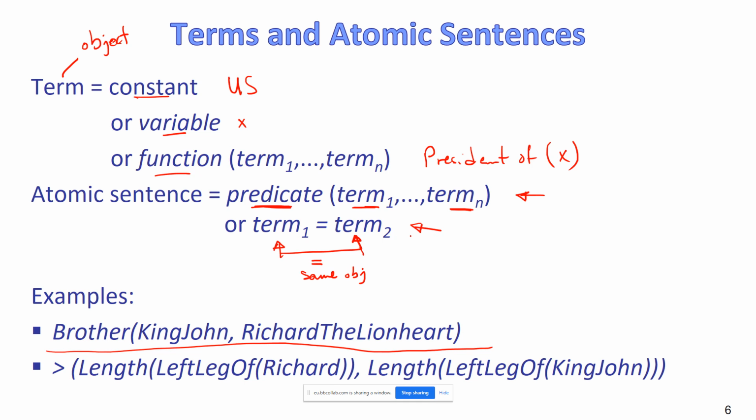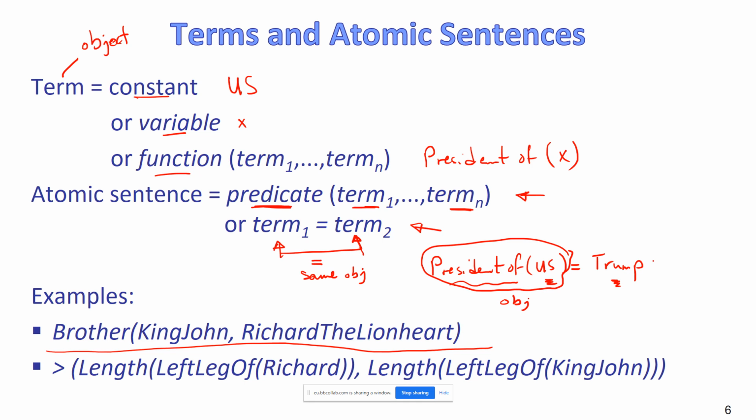So this is a sentence and that's a sentence. Here an example, as we mentioned on the previous slide: president of US equals Trump. Now US is a constant, Trump is a constant, president of is a function. This as a whole refers to an object, and this refers to an object, and equal here means that these two objects are the same, and that's a sentence.